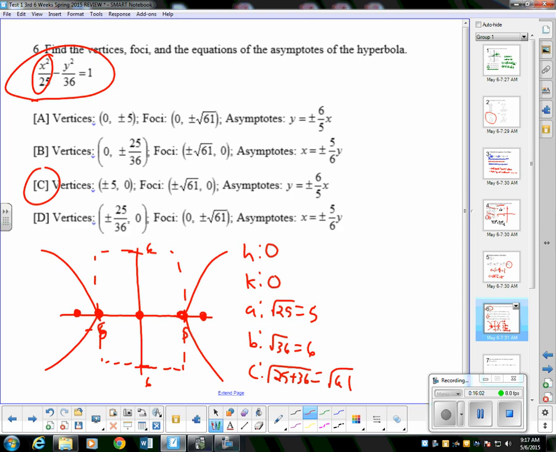The asymptotes, if you'll remember, are these diagonals. Again, we're doing more work than we need to, but I'm doing this to illustrate a few examples. So my slope here is up 5 over 6, and it's going to be plus or minus. And if I have the origin as my center, then it's going to be y is equal to plus or minus 5/6 x. 6 over 5, thank you.